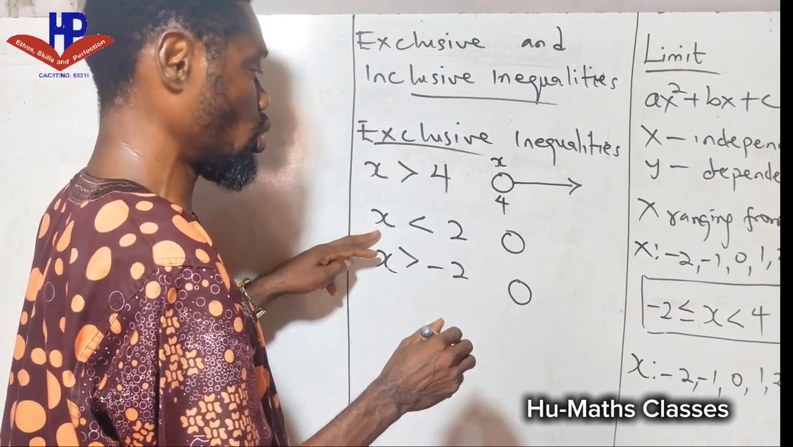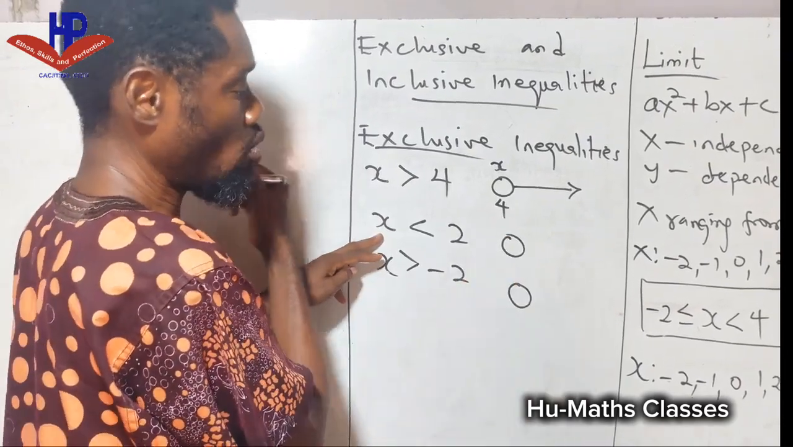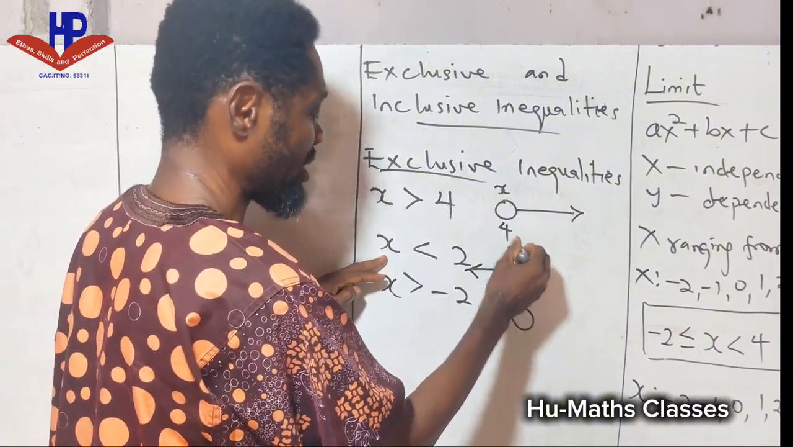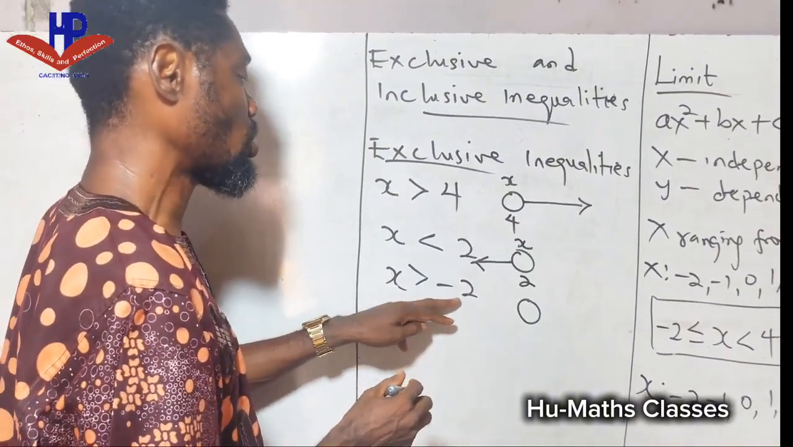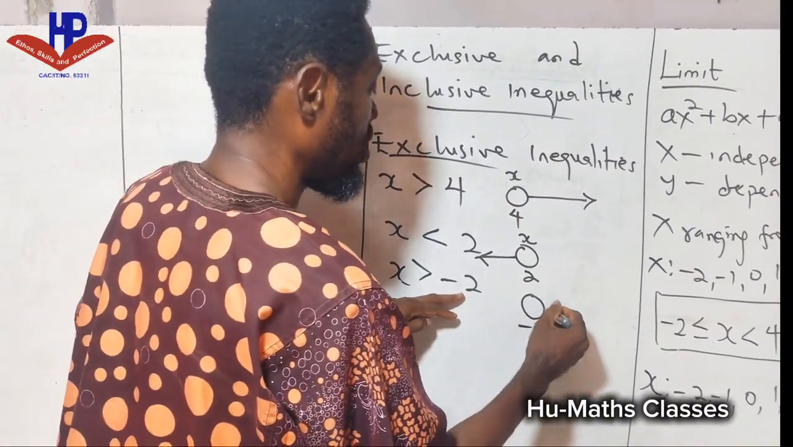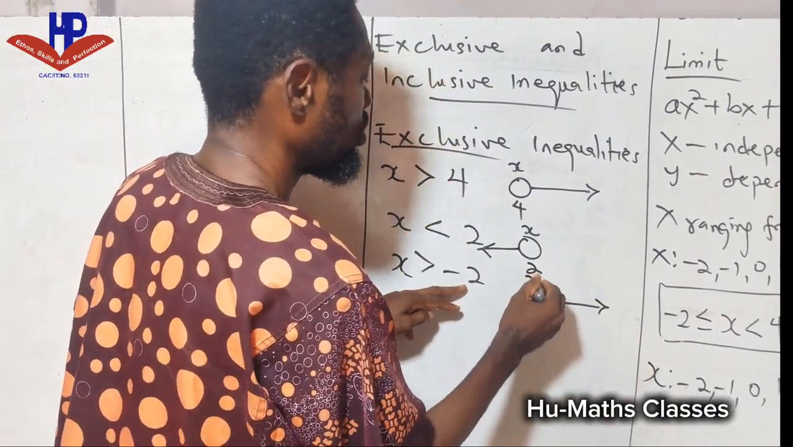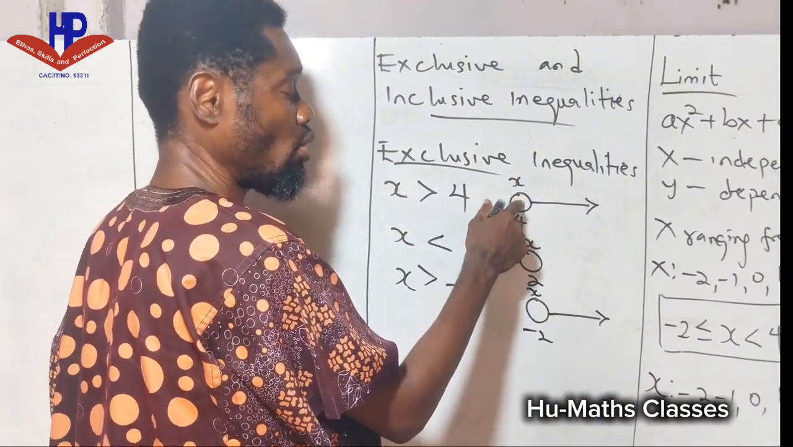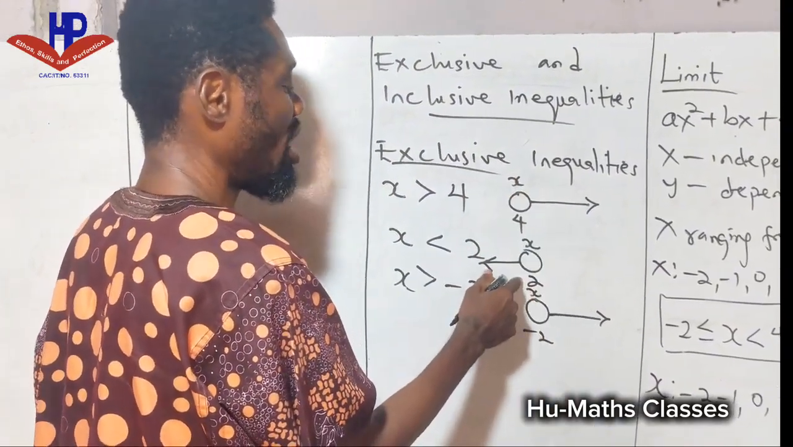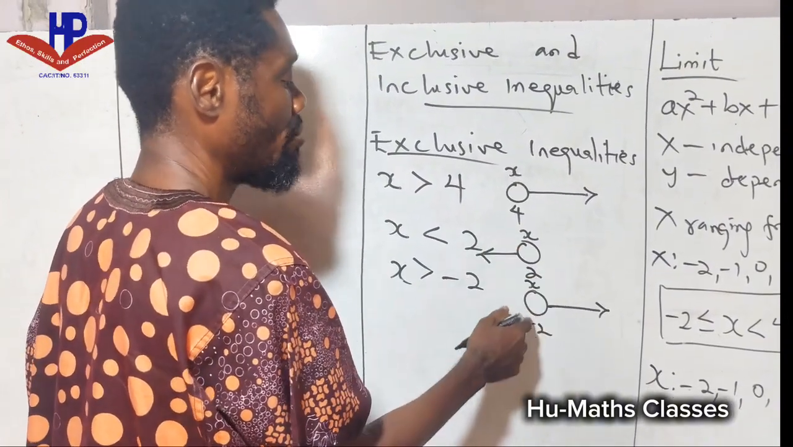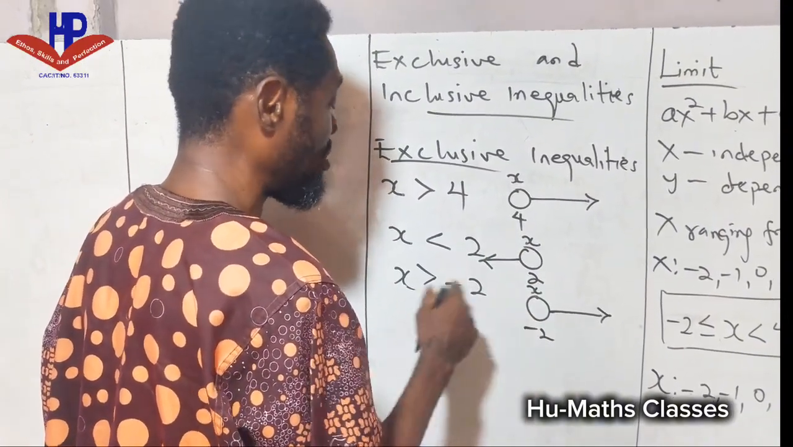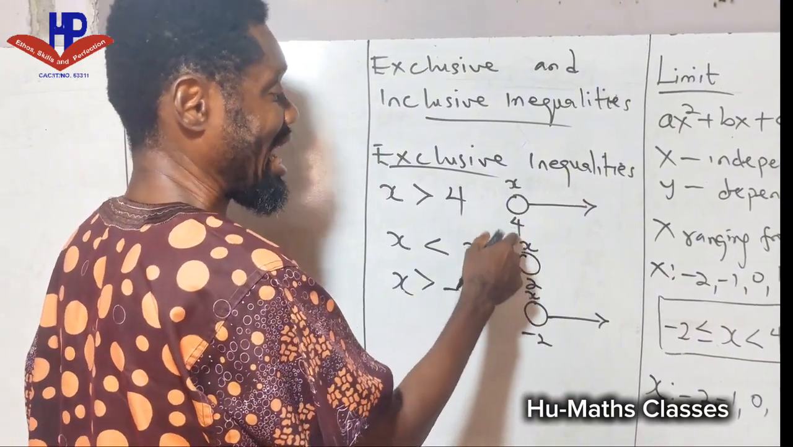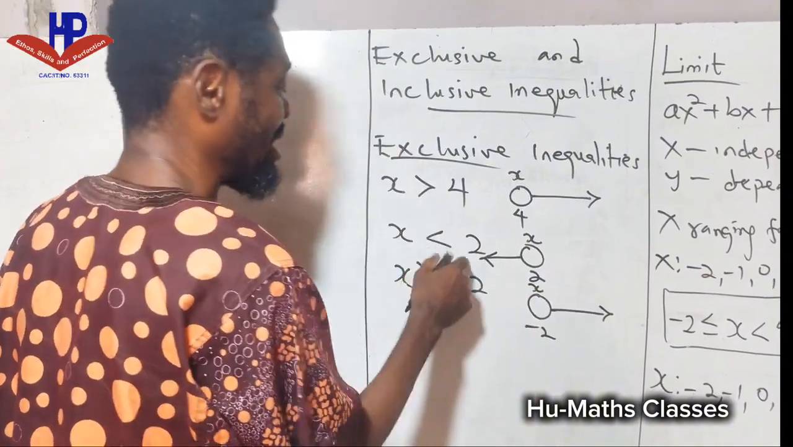x is less than 2. Less than is coming backward, so you put your arrow backward and write your 2 and write your x. x is greater than minus 2, you write your minus 2, your arrow goes forward because it's greater, and put your x. But do not forget, 4 is not a member of the element, that is why the circle is open. 2 is not a member of the element, that is why the circle is open. Minus 2 is not a member of the variable, that is why the circle is open. So these are the different line graphs for the exclusive inequalities that we have.